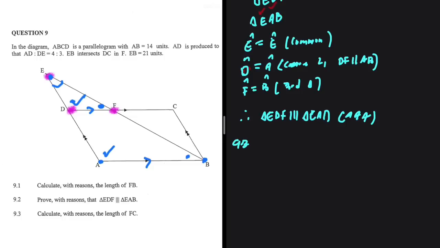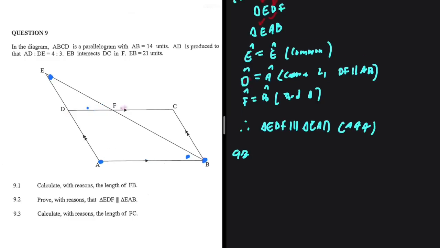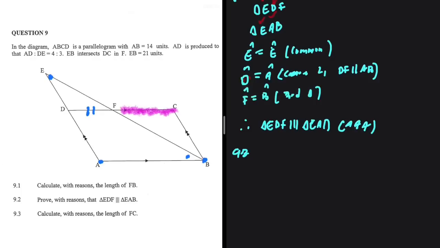9.3. Calculate with reasons the length of FC. So let me just go ahead and erase this. I want to find the length of FC. FC has nothing to do with our two triangles, right? But DF has something to do with our triangles. If we can find DF, then we're going to have FC, because AB should be equal to DC if ABCD is a parallelogram. So how can we find DF?